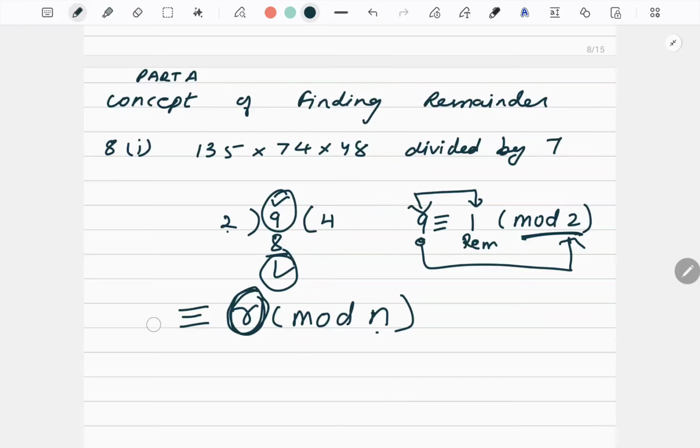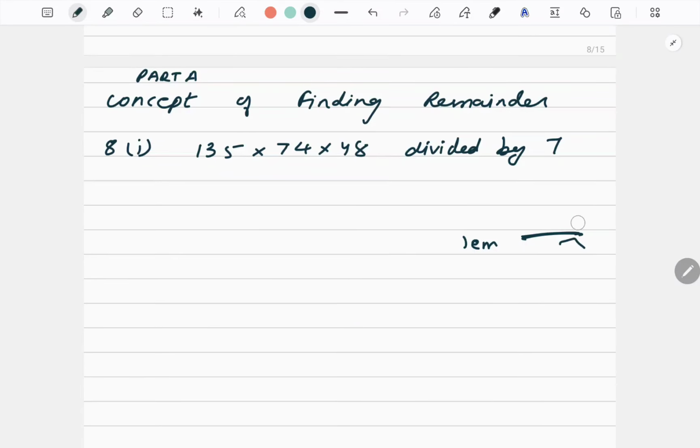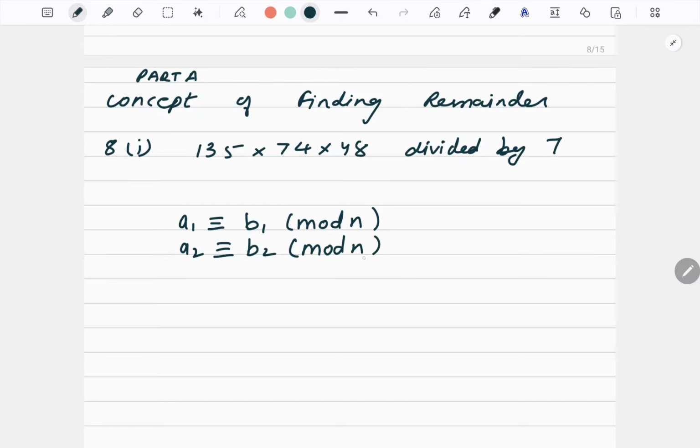Before doing this question, I will tell you a few properties of congruence modulo. The very important property is if I write A1 congruent B1 mod n, A2 congruent B2 mod n, then A1 into A2 congruent B1 into B2 mod n is also true. So this property I will be using. No matter how many congruences there are, you can multiply them and write like this.